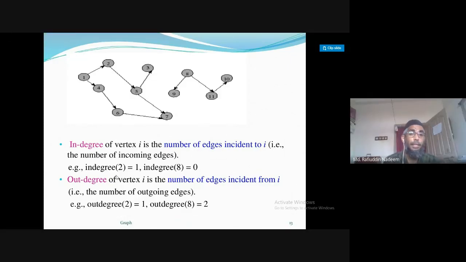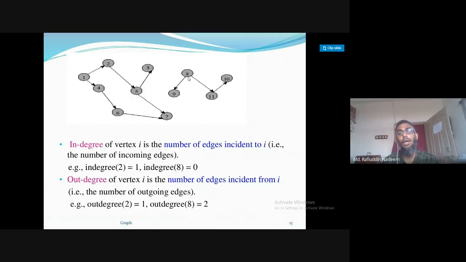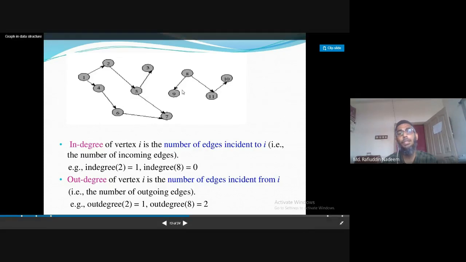Okay, fine. So the out degree of a vertex I is the number of edges incident from I. If you observe, the in degree of 2 is 1, because the incoming edge is one, and outgoing is 1 there. In case of 8, the incoming is 0 because nothing is coming to it, so the in degree is 0, whereas the number of edges incident from 8 is 2. That's the reason why the out degree of 8 is 2, whereas the in degree of 8 is 0.